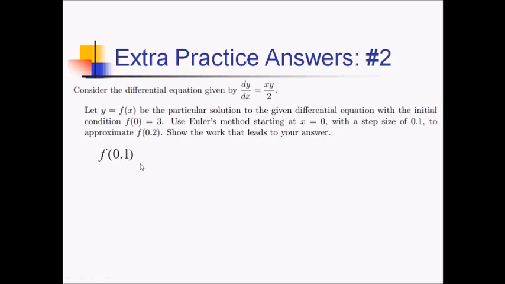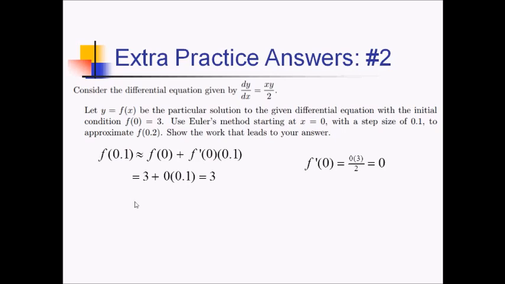To get f of 0.1, we start with f of 0, and to that we're going to add f prime of 0 times our step size of 0.1. F of 0, they said, was 3. F prime of 0, that's what I get when I plug the x value 0 and the y value that goes with it, 3, into this differential equation. So that's 0 times 3 over 2, which just comes out to 0. So we've got 0 times 0.1. So this all comes out to 3. That's our approximation for f of 0.1.